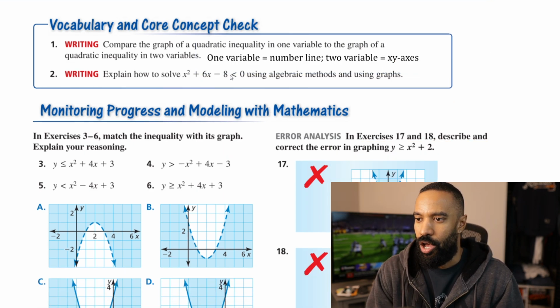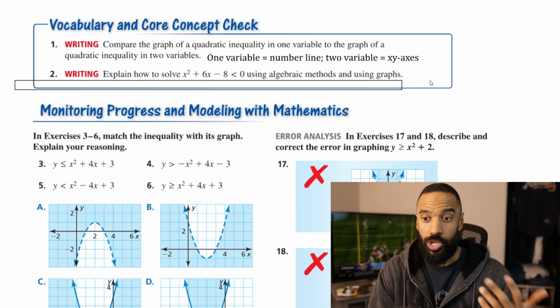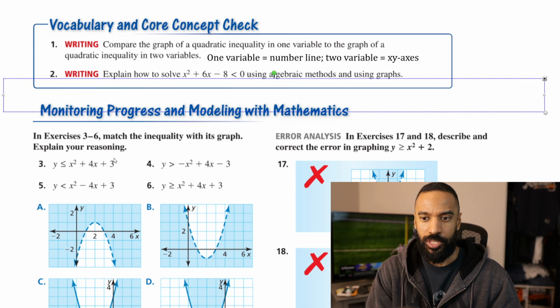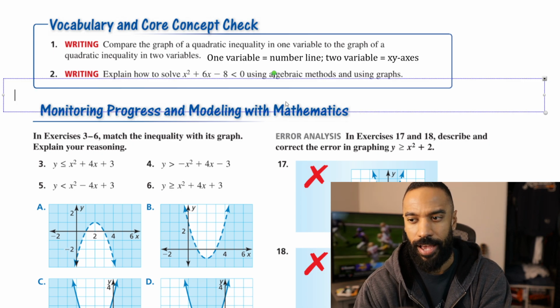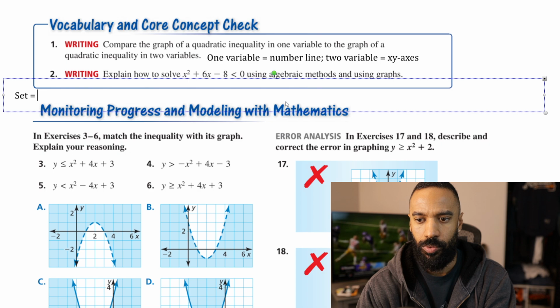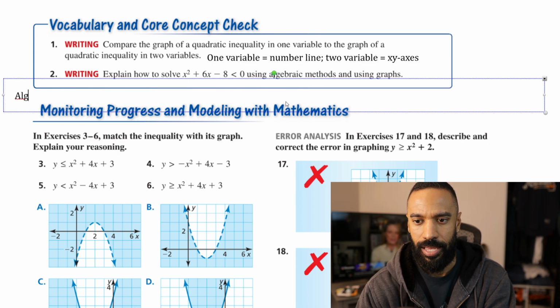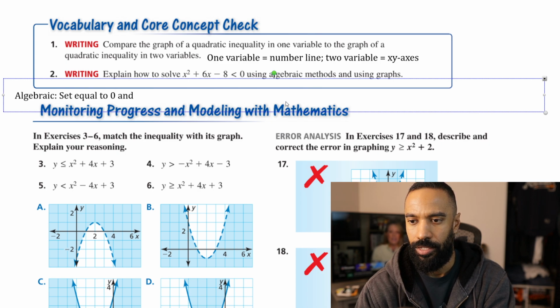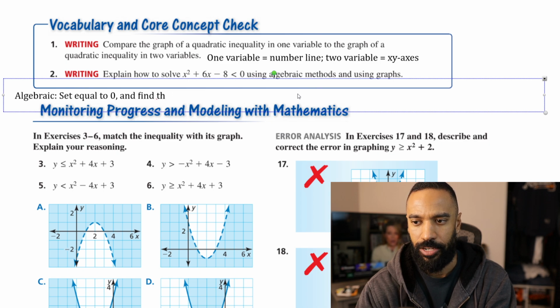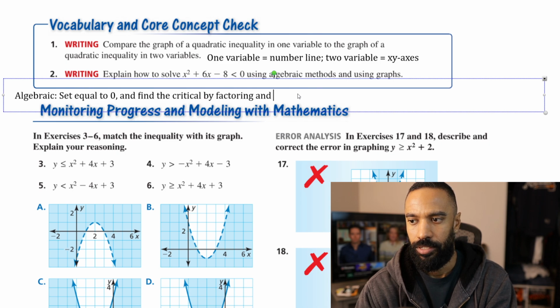Number 2, explain how to solve this using algebraic methods and using graphs. I don't know if they want us to actually solve it. That's kind of set for these problems down below. But to just explain it, it looks factorable. So set equal to algebraic. Let's keep these kind of short. Algebraic, we set this equal to 0, and solve by factoring. Find the critical values by factoring. So that's like zero product property. So I'll put ZPP.